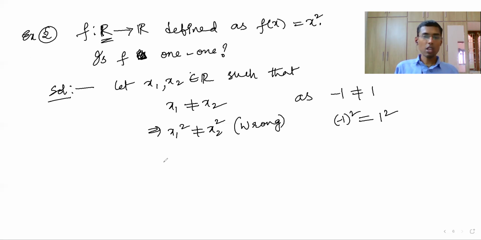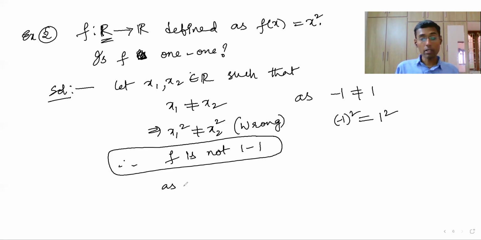So therefore, you can say f is not 1-1. Whenever you say not 1-1, you have to give an example, such as -1 comma 1, different elements. We are writing that -1 and 1 have the same image.